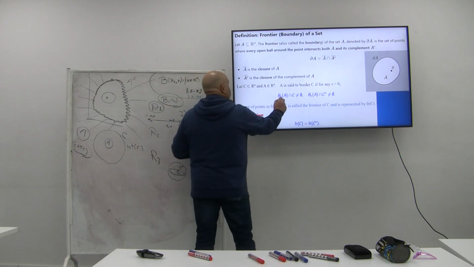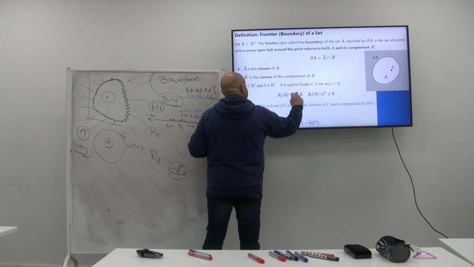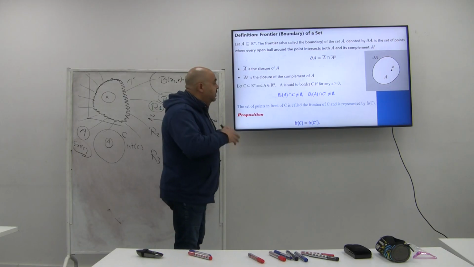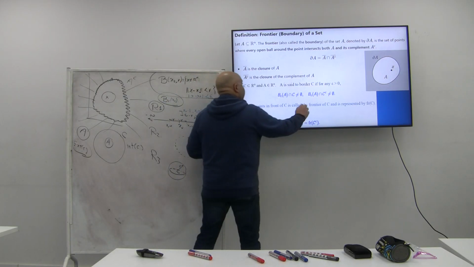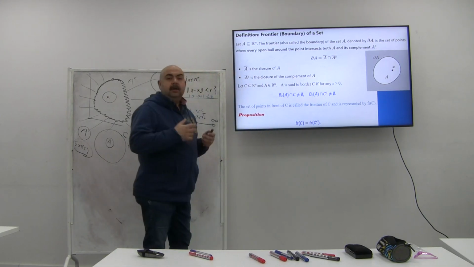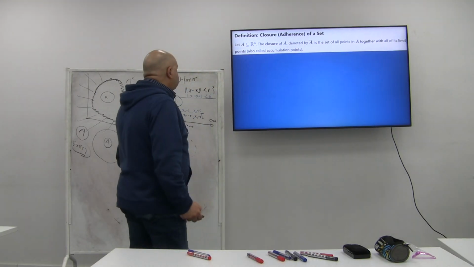So once more, that means any open ball around A intersection the C by itself is not going to equal 0. Why? Because they share the boundary. Same way, any open ball with respect to A intersection the C complementary also is not going to equal phi because they share the boundary, as I told you.